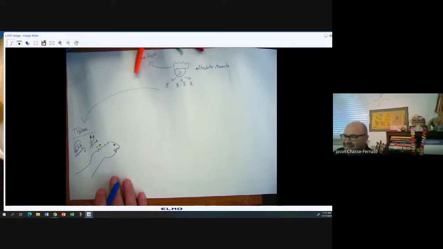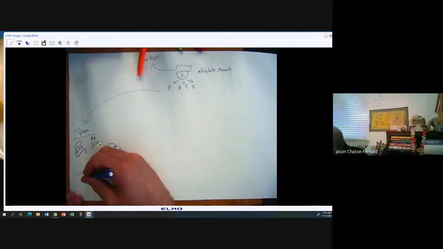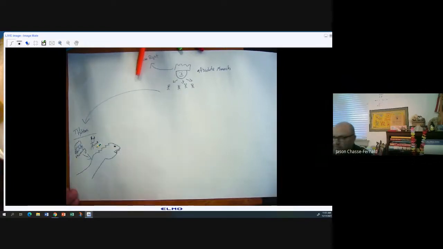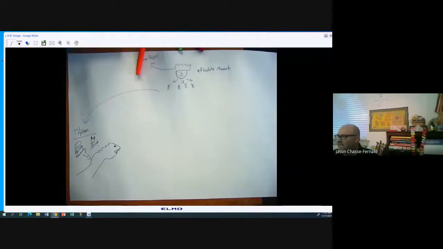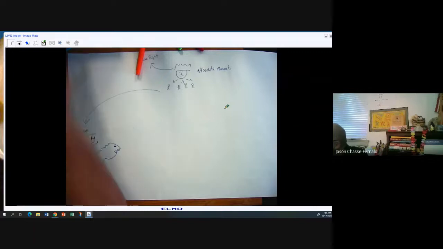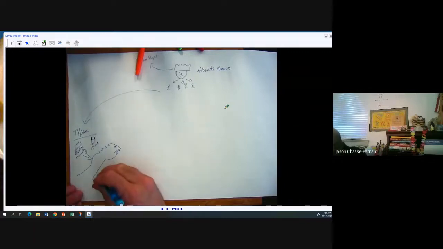So we need a Leviathan, a powerful king, in order to protect us. So what context is he writing this in? Why is he advocating for this? Of course, contextually. All right, so contextualization.